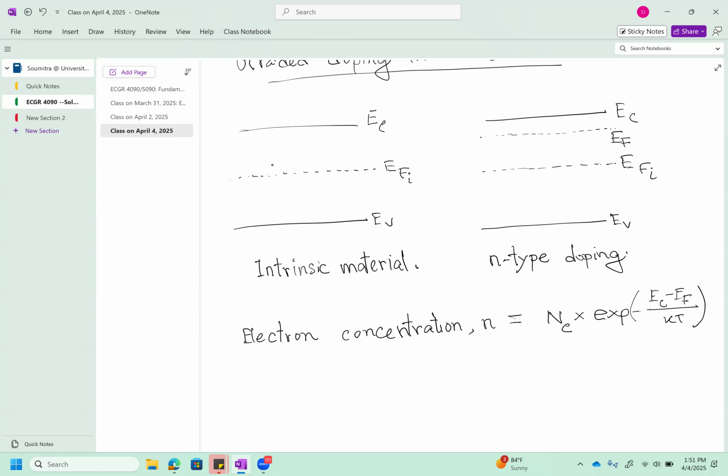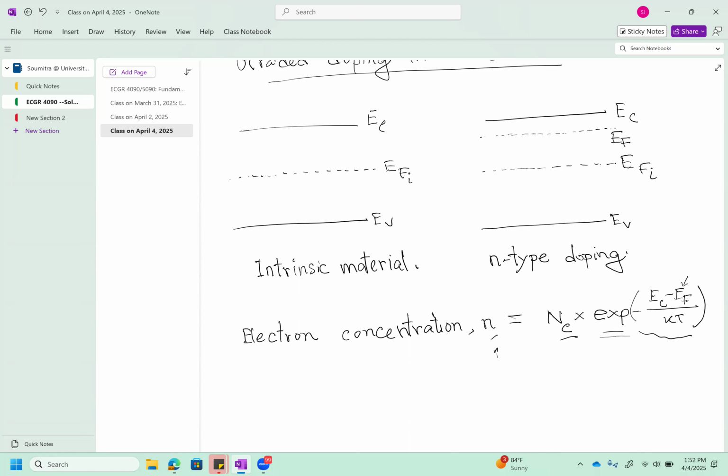So from here you can see if EF is very close to EC, then this exponential term becomes 1, unity. That's the maximum value of the exponential. In that case, n is just equal to nc, which means whatever states you have, all the states are filled. And if EF is far away from EC, then this whole term becomes very large, and the exponential of minus a large value is very small. In that case, n becomes very small. Electron concentration becomes very small.